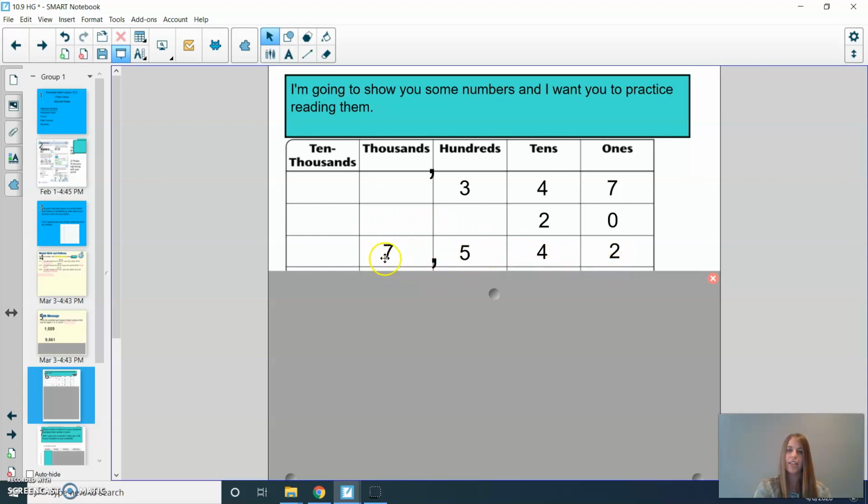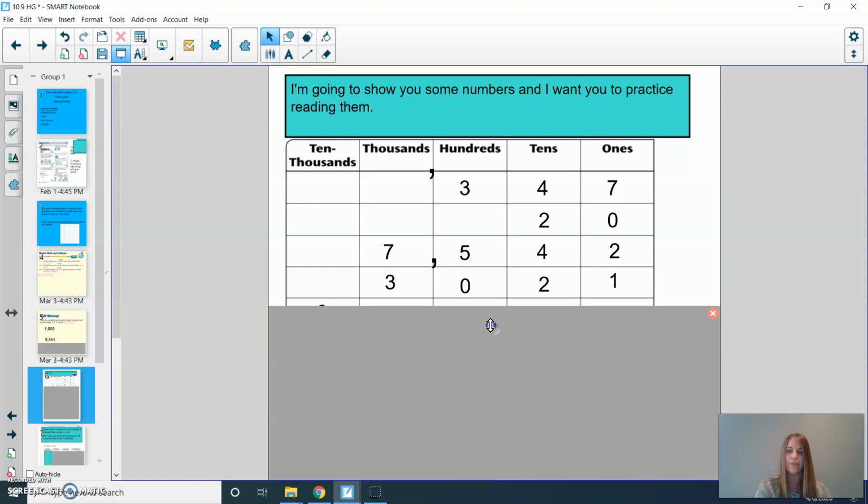7,542. 7 in the thousands place, a 5 in the hundreds, 4 in the tens, and a 2 in the ones. How about this number? If you said 3,021, that is correct. Notice how I did not need to say anything for my hundreds since I have a 0 there. I just read that number as 3,021.